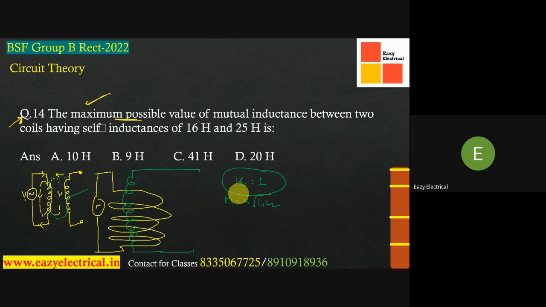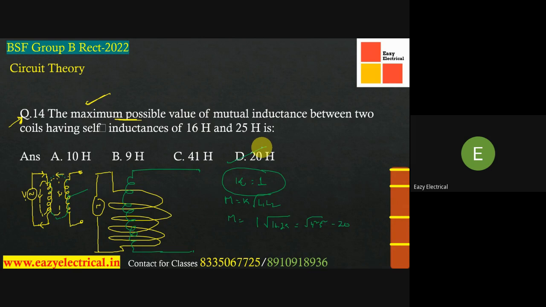If you now put the value here, you can get the idea. M is equal to 1 into root over of L1 L2. Here it is very easy, 16 into 25, that means root over of 4 square into 5 square, that means 20 is the correct answer. So 20 is the correct answer, that is correct. But you must know what is the condition of maximum mutual inductance.